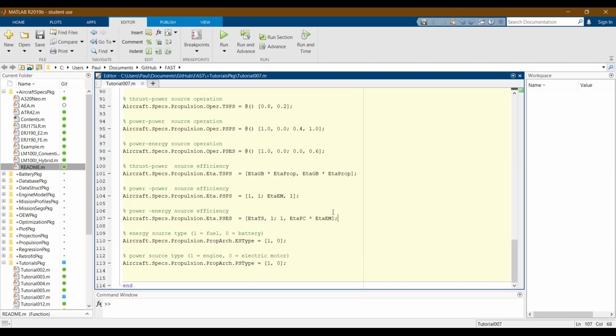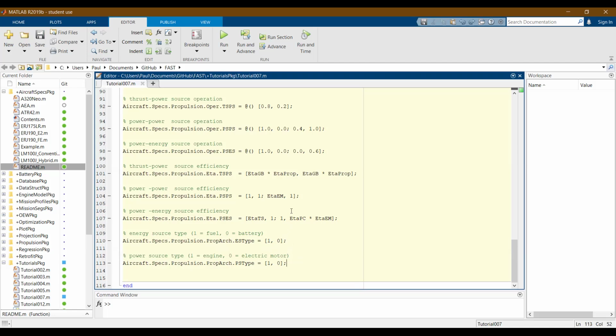Now you'll notice one more thing, in addition to all of the matrices that you input, you have to tell us the energy source type and power source types that you're using. And that way FAST uses the appropriate models for each. So again, for the energy source type, put a 1 if the energy source represents fuel, and a 0 if it represents a battery. And then for the power source type, put a 1 if it represents the engine, or 0 if it represents the electric motor.